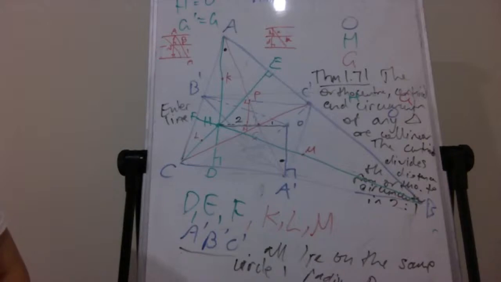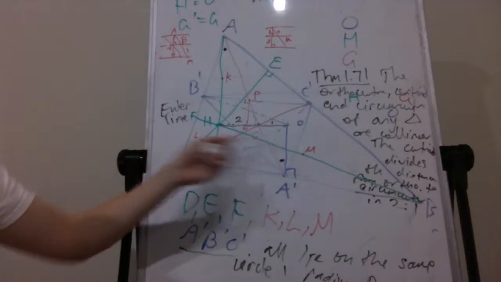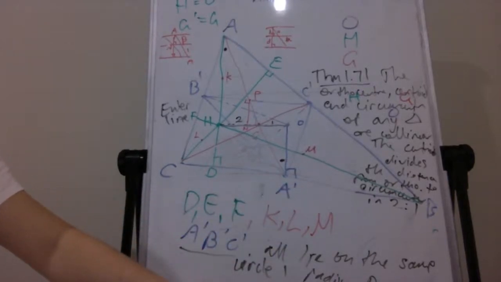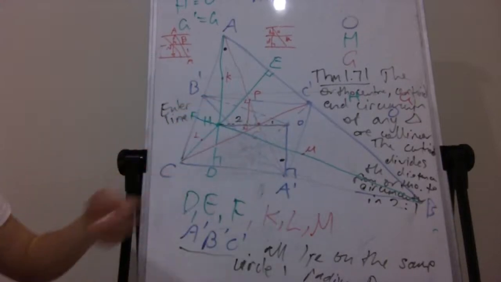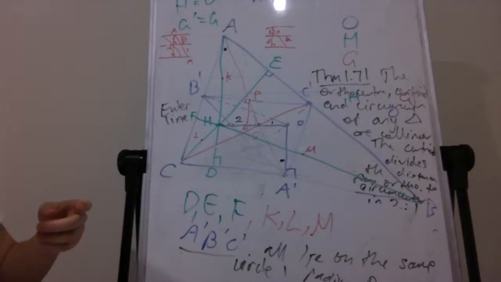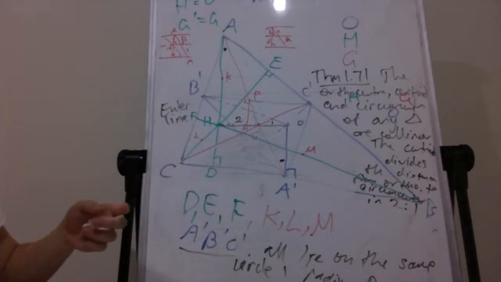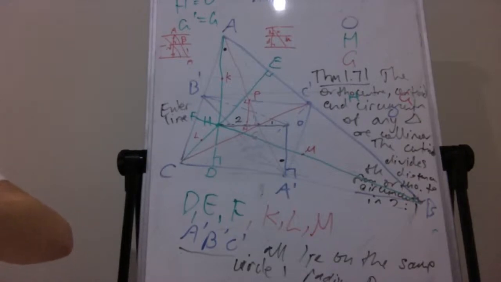Wait, they're equal in length. LM and B prime C prime are both half of BC. So LM is half of CB. So they're equal, right? So that means it's definitely a parallelogram. Now how do we show it's cyclic? We had this exercise about cyclic parallelograms. They're not all rhombuses or whatever.